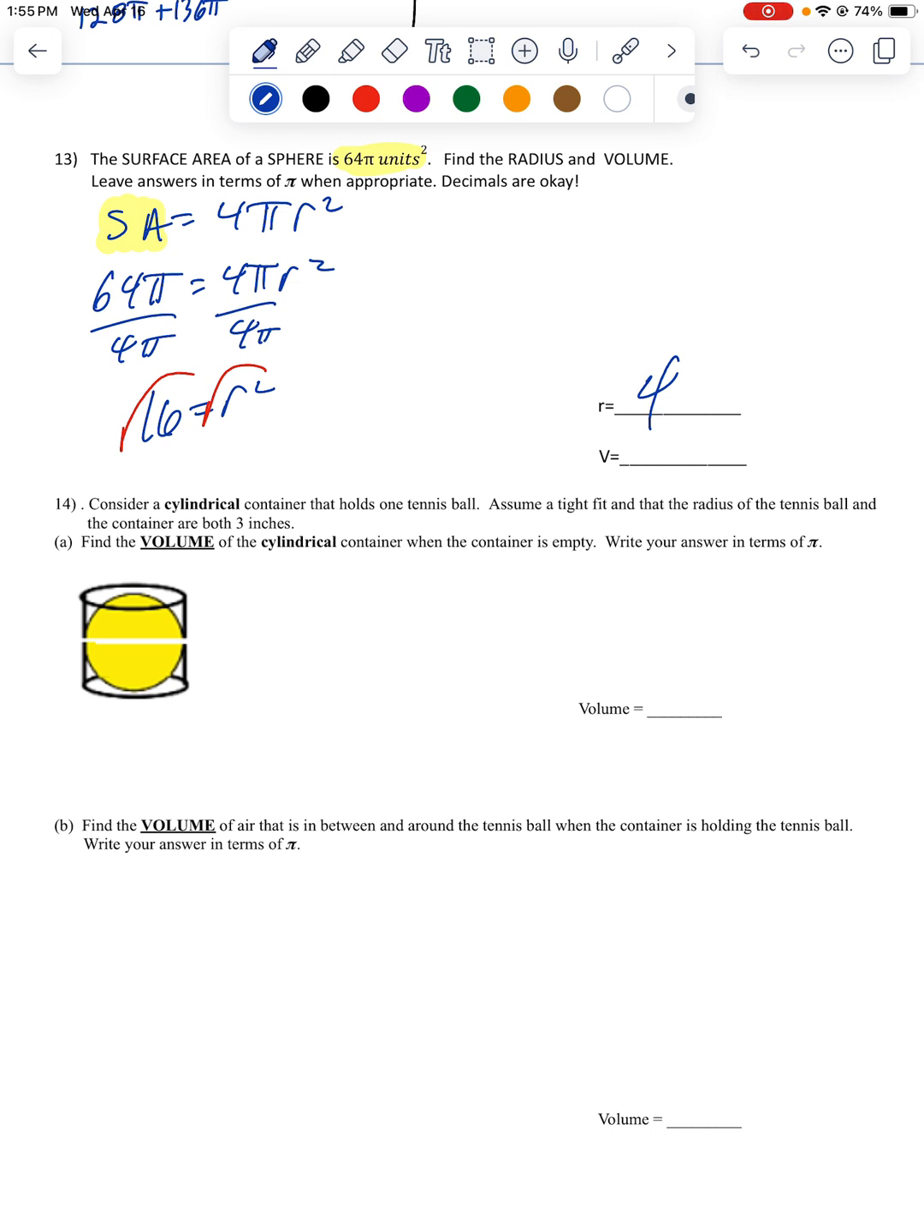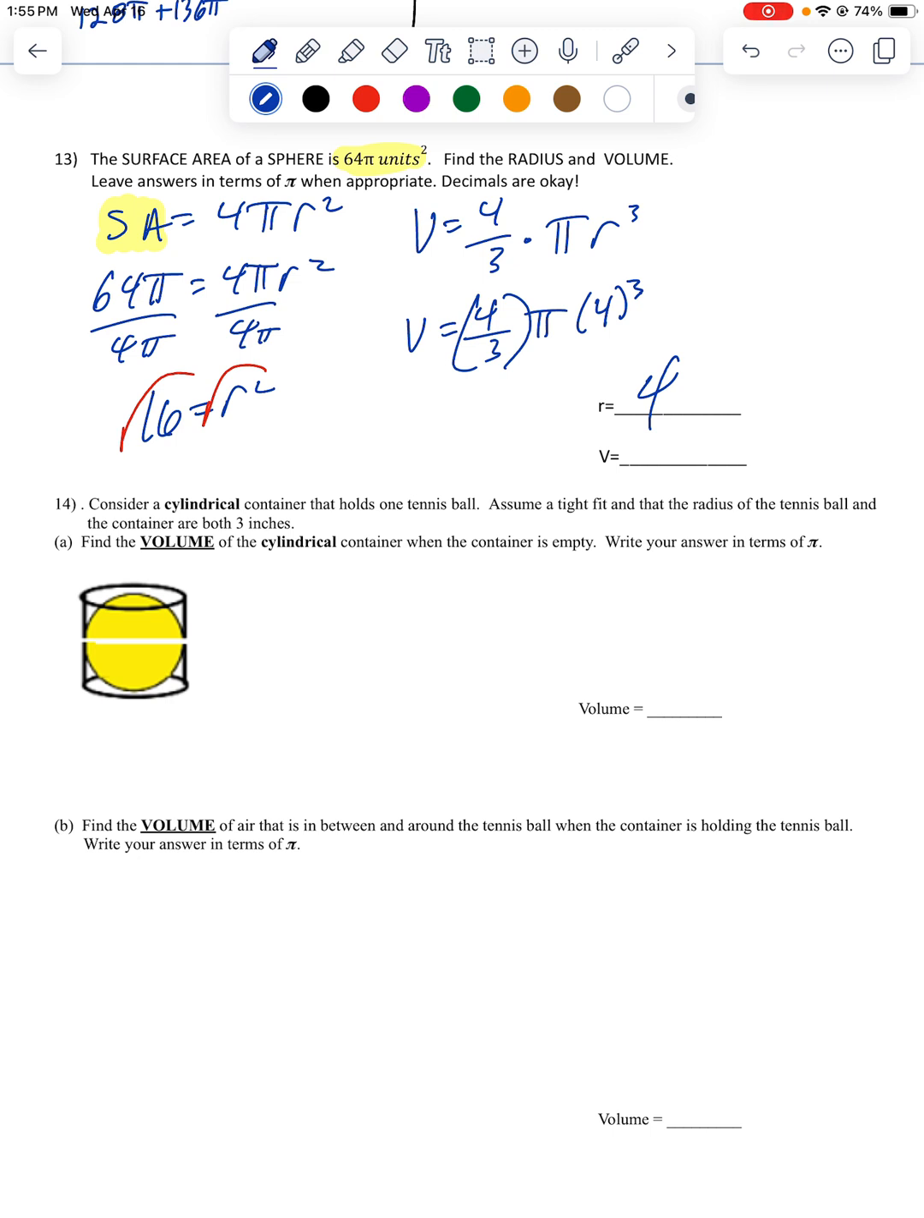Find the volume. Now that I have the radius, I need to find the volume. So 4/3 times pi r cubed. Volume equals 4/3 pi 4 to the third. How do I put this into my calculator? Put 4/3 in parentheses times 4 cubed, or 4 to the third power, and then you should get a decimal.